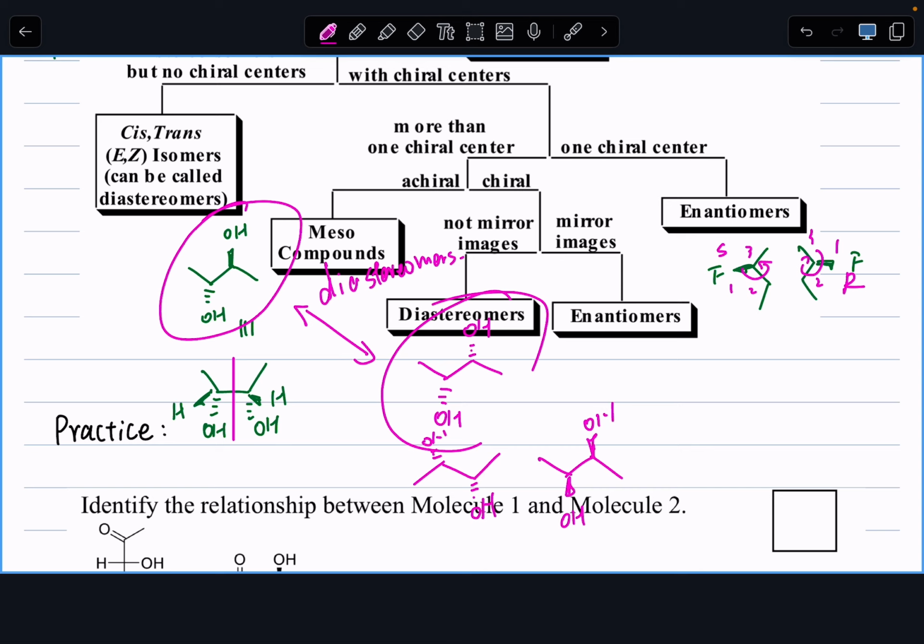I didn't break any bonds. I'm just twisting my chair into a boat conformation. We can clearly see there is an internal mirror plane. So this molecule is achiral. This one is the 1,2-cis-difluorocyclohexane.